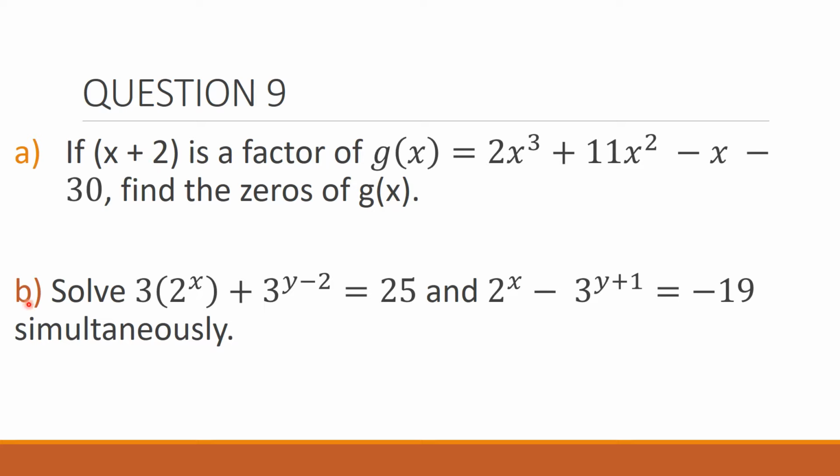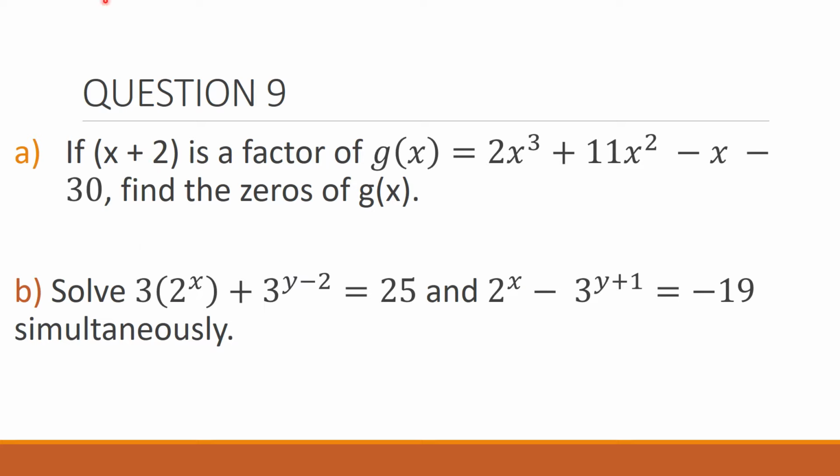Now the B says that we should solve two equations. The first equation is 3 times, open the bracket, 2 raised to power x, close the bracket, plus 3 raised to power y minus 2, which is equal to 25. And then the second equation is 2 raised to power x minus 3 raised to power y plus 1 equals minus 19. We have to solve these two equations simultaneously.